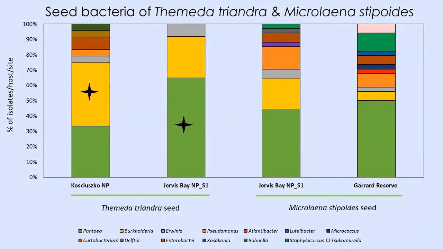For the bacteria within Themata and Microlina seed, overall they are less diverse than the fungi, but we are seeing the same pattern, with the Themata sites differing in the dominant genus that's present, whereas the Microlina sites are always dominated by Pantoea. And another way to interpret these results is that Pantoea is always dominant and the Kosciuszko site is just an outlier. And I'm currently expanding on this data set, which will give us further insight into the spatial and host patterns that we are exploring here.